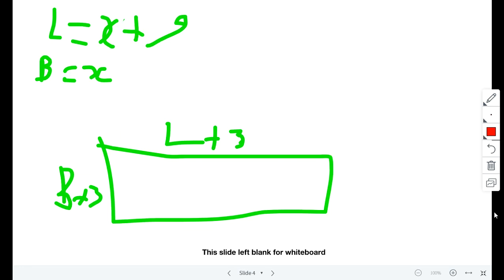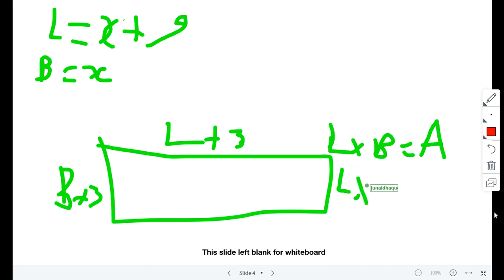Then it says the area of the rectangle will be 84 more than the given rectangle. That is, the area will be 84 centimeters more than the original area. Like x plus 9 and x are the dimensions, L times B equals A, and the new one will be 84 more.